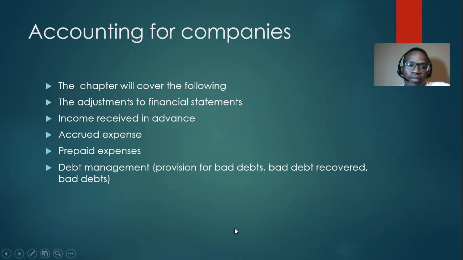So as I said, this chapter we're going to cover adjustment to financial statements, and the adjustments that we're going to deal with in this chapter are income received in advance, accrued expense, prepaid expenses, and debt management. Debt management comprises provision for bad debts, and bad debts.